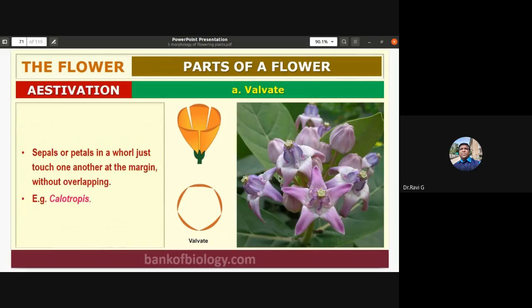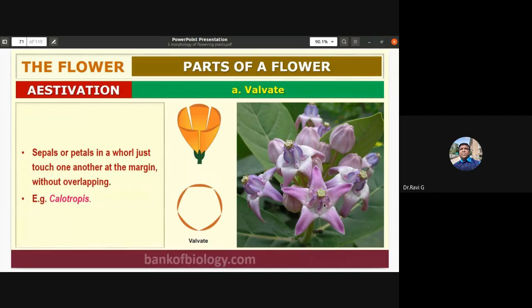Again, in detail, with examples, I was talking about the echidna. You might now recollect seeing this flower and plant, isn't it? They have milky latex. This is Calotropis or echidna. The sepals or petals in the whorl just touch one another at the margin without overlapping. They just touch at the margins, but they are not overlapping. This type of arrangement of petals without overlapping, we call valvate estivation.